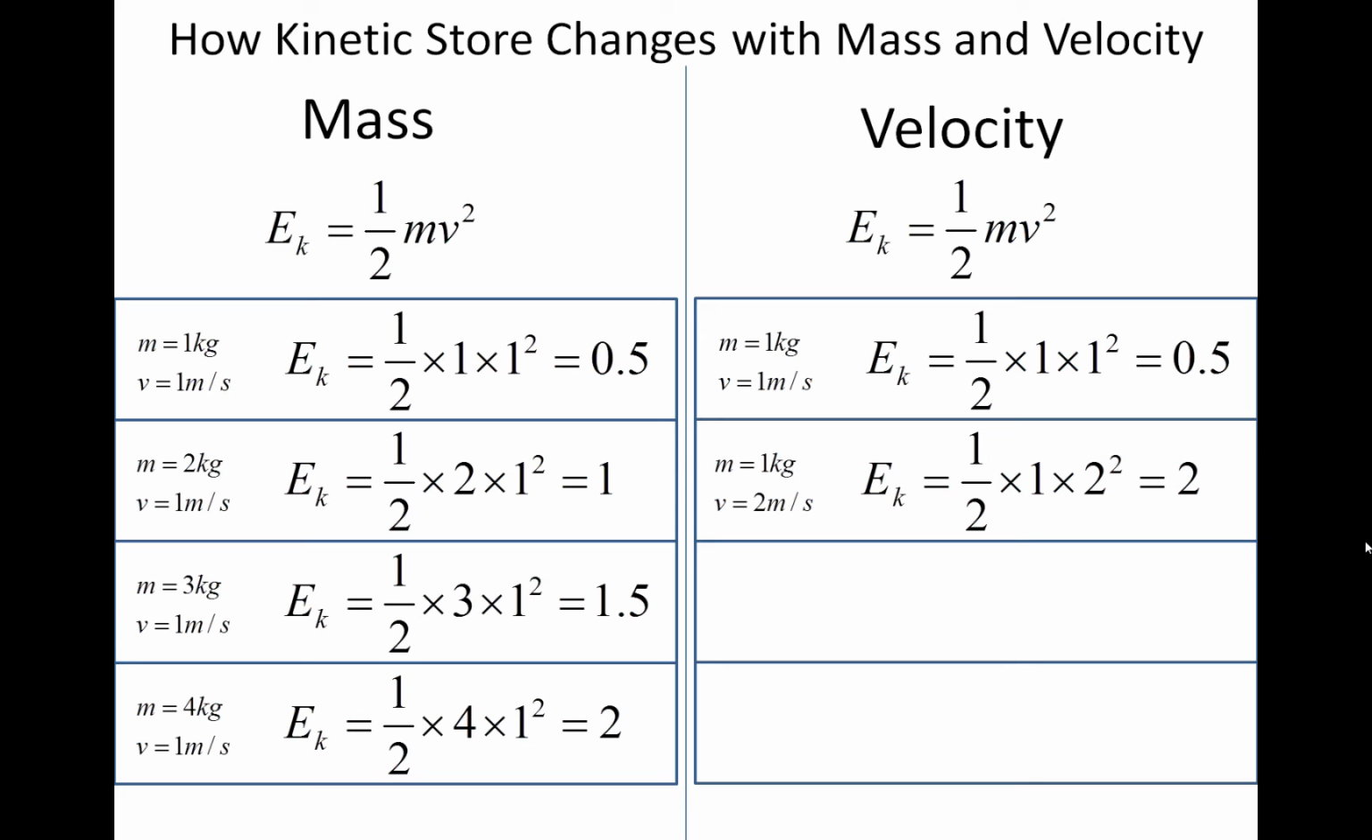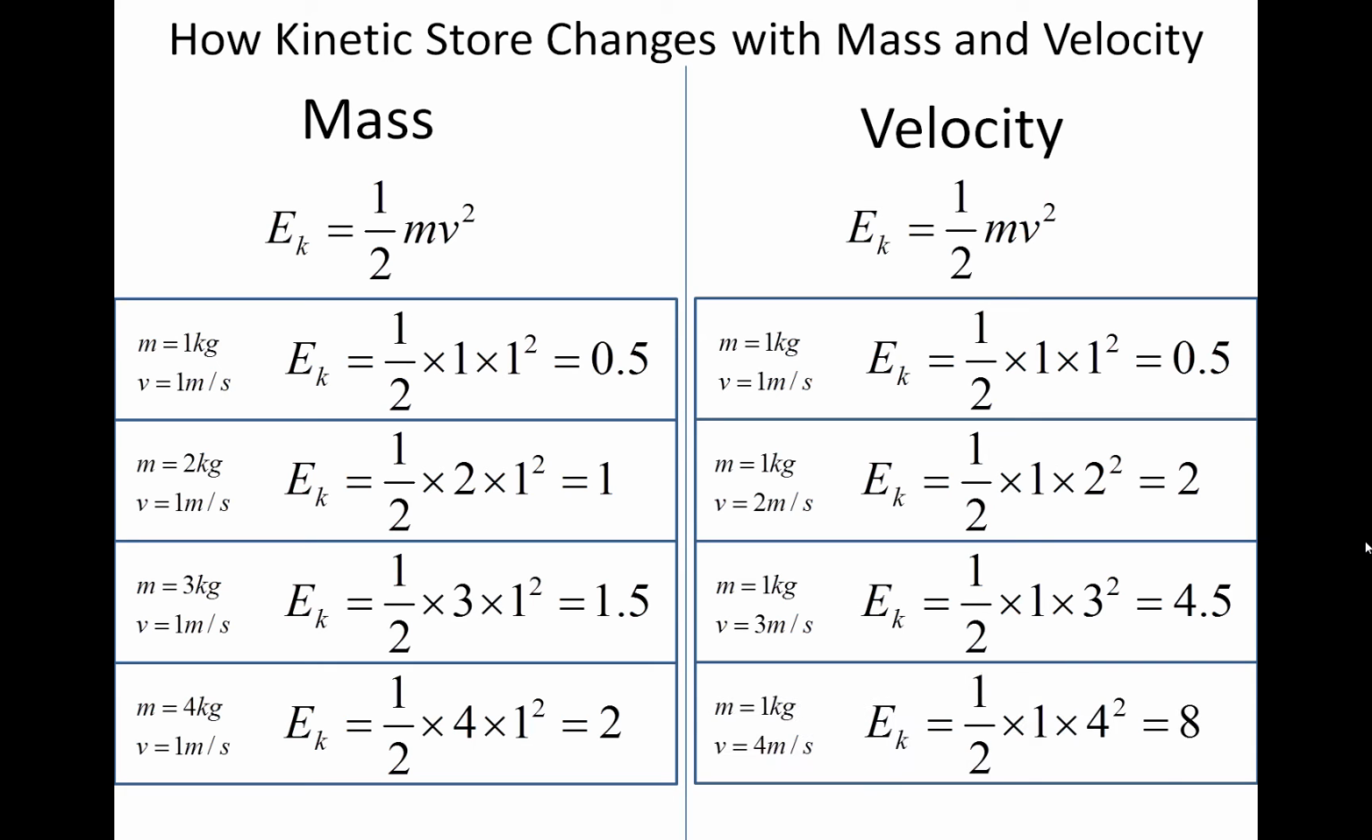Now, if we increase the velocity by 3 times from 1 to 3 meters per second, we end up multiplying the energy in the kinetic store by 9. And finally, if we do that by 4 times, so 4 times the velocity, we end up with 16 times the energy in the kinetic store. Now, the more mathsy people among you will notice the numbers go 4, 9, 16, and so you should be able to predict the next number, which is 25. This is because they are the square numbers. It is the velocity squared.